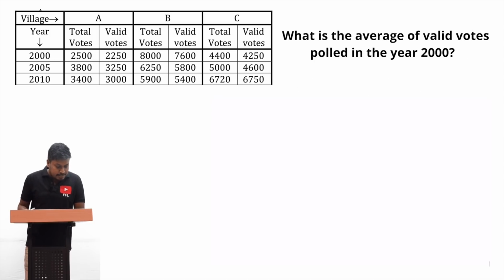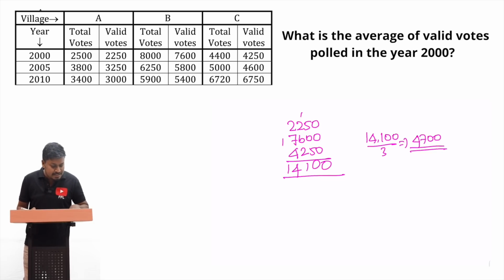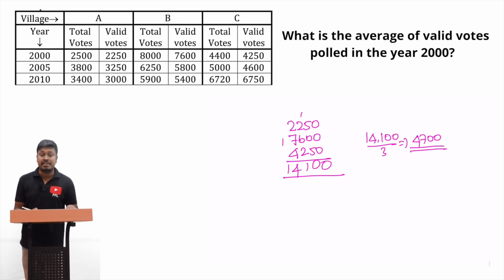Next question: what is the average of valid votes polled in the year 2000? Our target is to find the average. In 2000, village A is 2250, village B will be 7600, and village C 4250. If you add these, the total is 14,100. We have to find the average, so we divide by 3. If you divide by 3, it is 4700. So 4700 will be the average valid poll. So we can say option D, that is 4700.